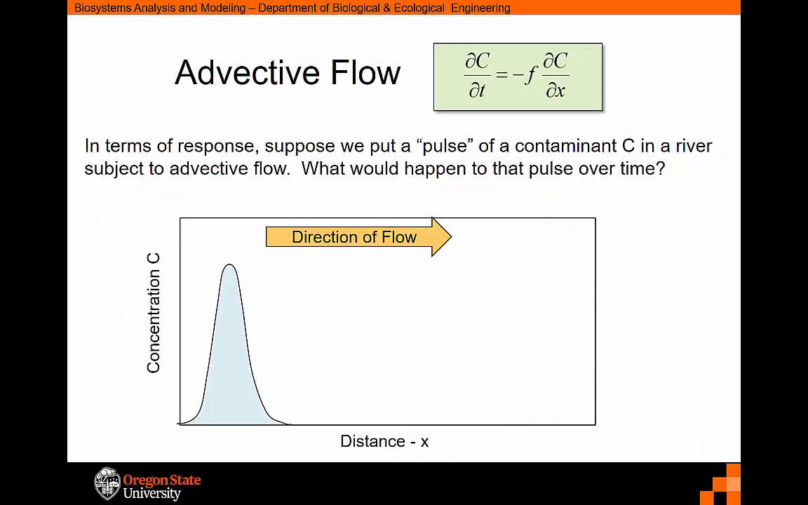The advective flow equation states that the rate of change of the contaminant C at any given point in space is a function of the flow rate and the gradient in space of the contaminant. The effect of this is to drive the contaminant downstream in the direction of the flow.